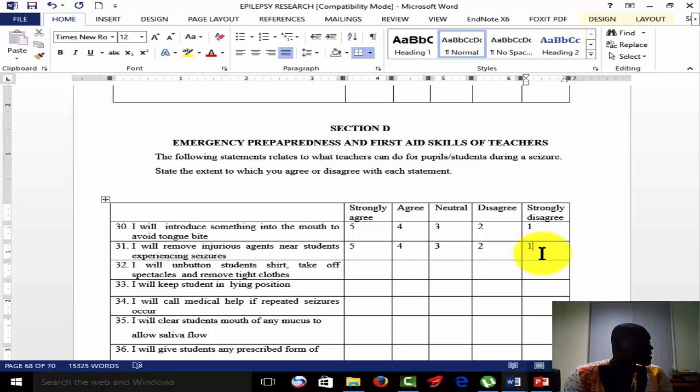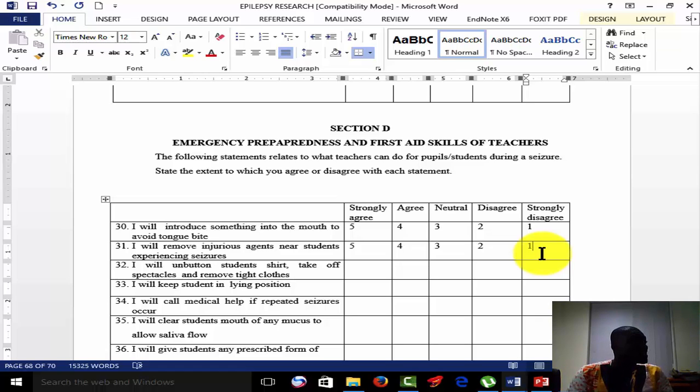Strongly agree, and then what? Strongly disagree. So in terms of score, how much does Fafa make? 6. Then we asked Mr. Ajin, who is a mathematician and knows nothing about epilepsy.